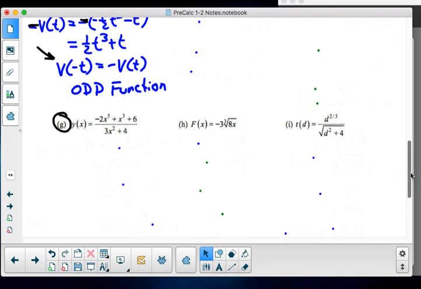Remember, think about the definition. The first thing you do on every function is put in the opposite of the variable that's there. So the opposite of x goes in. When the opposite of x goes in on the numerator, the first term changes sign, the second term changes sign, the third term stays the same. So it's not odd and it's not even because those things changed, okay?